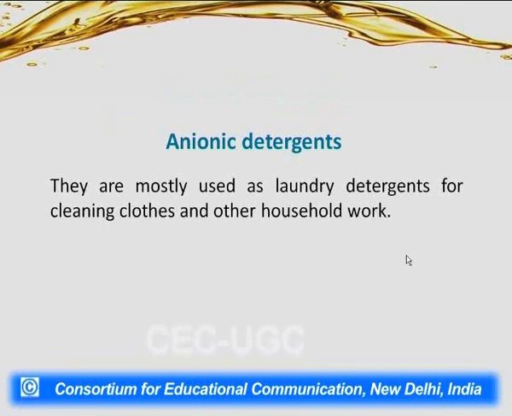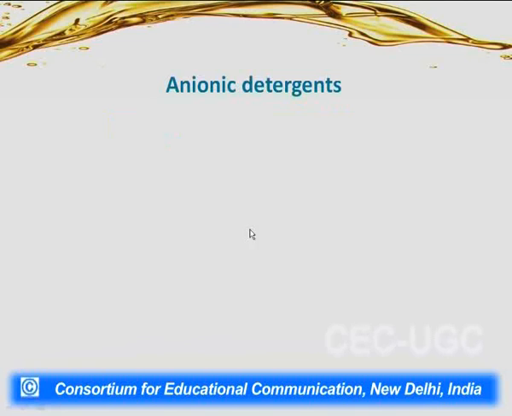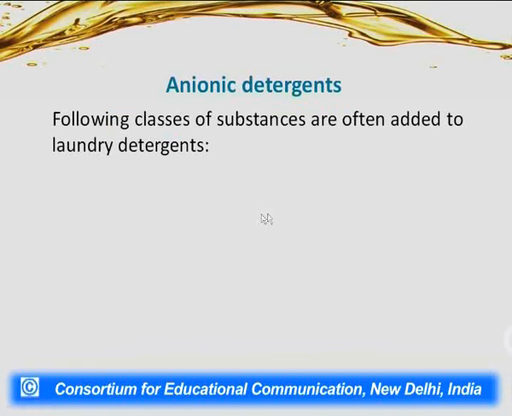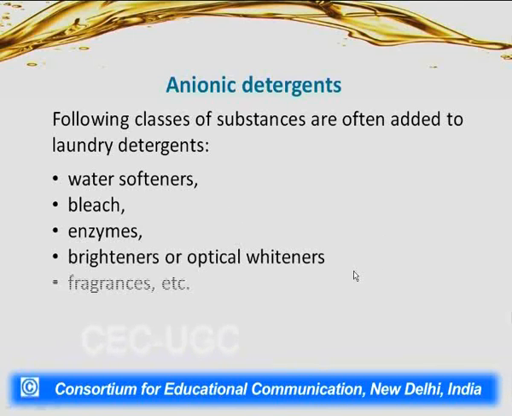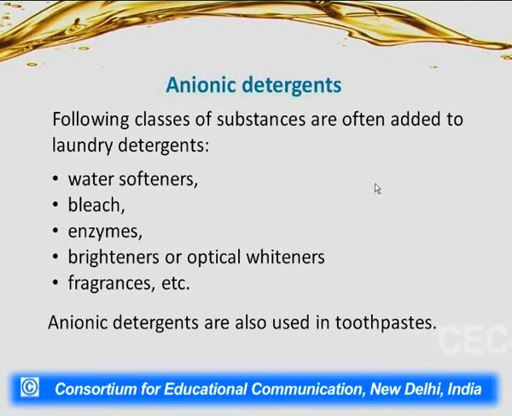Anionic detergents are mostly used for laundry purposes. Then these types of materials are also added to anionic detergents, like water softeners, bleaches to get whiteness, and enzymes. There are certain enzymes which are added in a costly variety of these detergents. They can hydrolyze these fat molecules easily and cleansing is faster. Then certain brighteners or optical whiteners are also added, and we add certain fragrances also to these detergents. Then anionic detergents are also used in toothpaste.